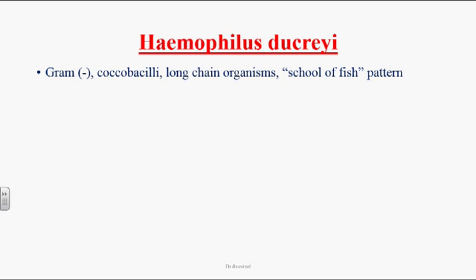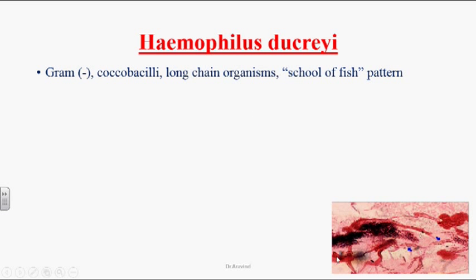Haemophilus ducreyi. It is a sexually transmitted organism, and it is a gram-negative coccobacillus, and sometimes it appears as long chains. Because of this long-chained appearance, these organisms look like a school of fish pattern. So this is the school of fish pattern in Gram-stained smears. These tiny organisms are Haemophilus ducreyi. They are all in a group like a school of fish.